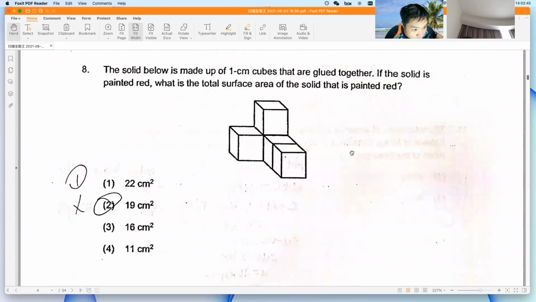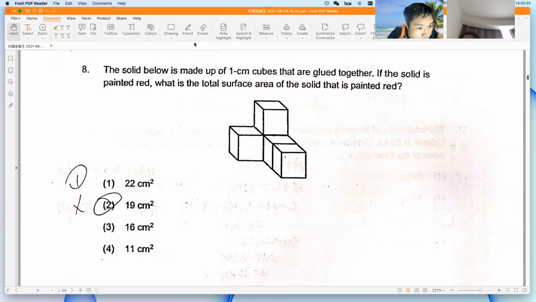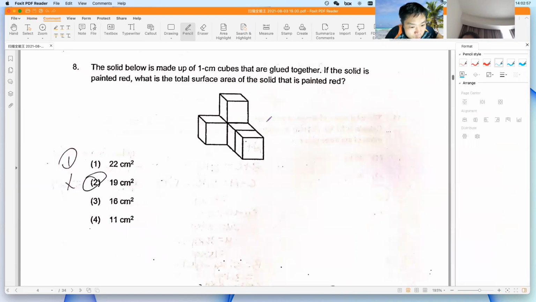Oh, what's wrong with this? So the solid is made up of 1 cm cubes that are glued together. If the solid is painted red, what's the total surface area of the solid that's painted red? Okay, good. So this is what I call the strategy is important. So how do you do this question? First things first, what is the total surface area of a solid that's painted red? Okay, so what you need to do is you need to have a strategy.